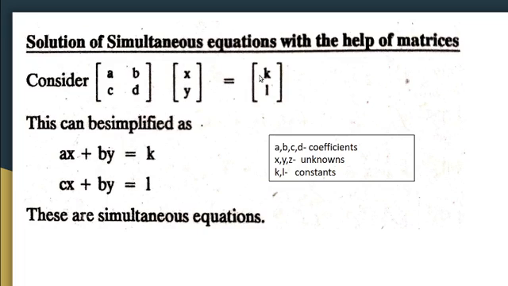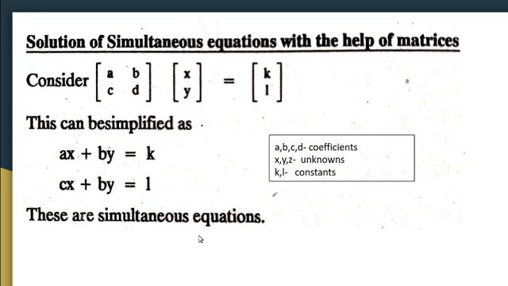Then there are three matrices. Then this can be simplified as Ax plus By is equal to K, then Cx plus Dy, not By, Dy is equal to L. That means first row, multiply first row with this column: Ax plus By, multiplying and adding, will become equal to first constant K. Then multiply second row with this column, that is Cx plus Dy is equal to L.